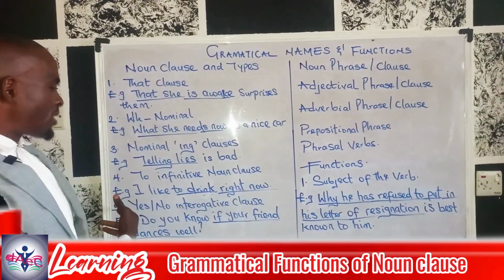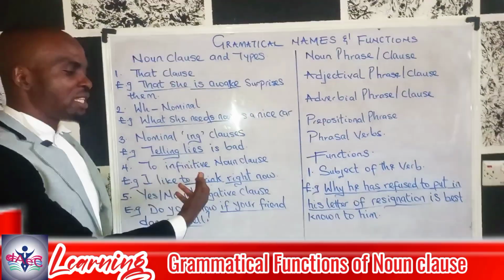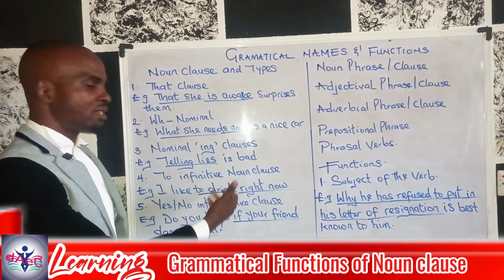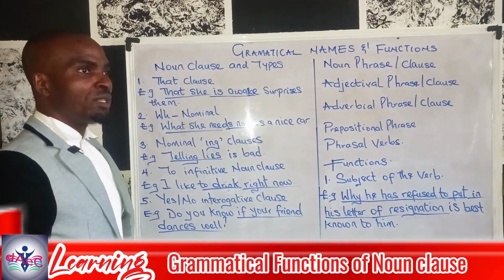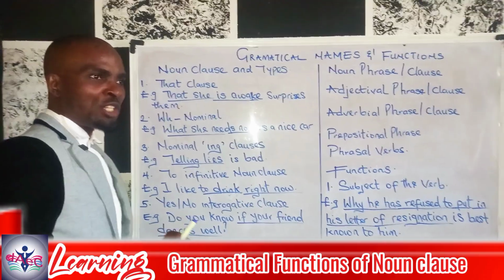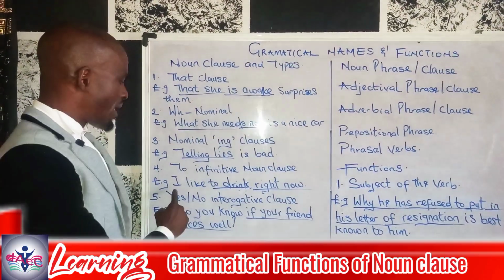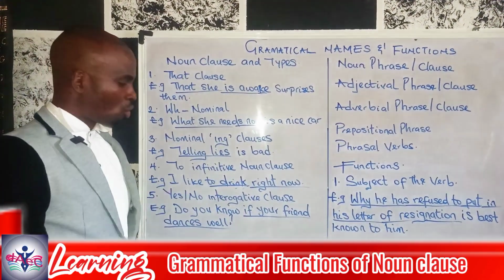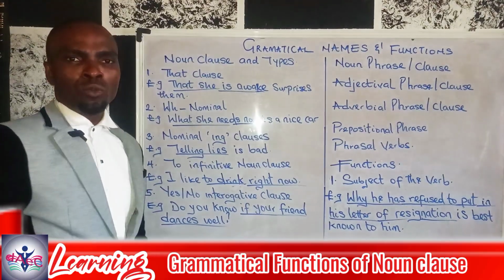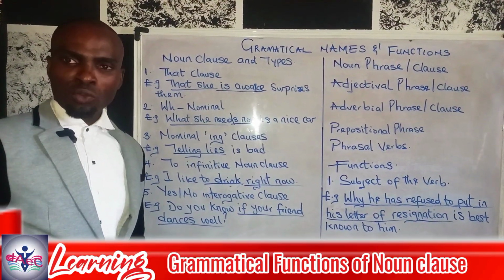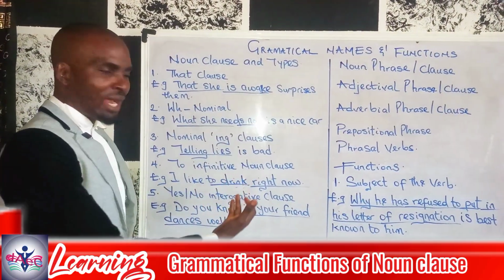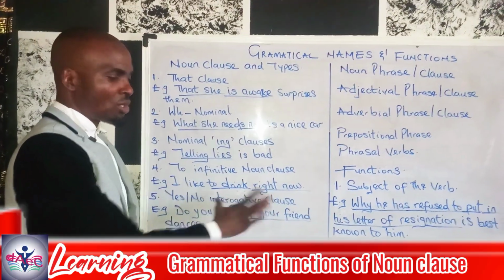Now, the first one, we have the to-infinitive noun clause. This is a clause introduced with the "to." Now we have, "I like to drink right now." What do you like? You like what? To drink right now. So it answers the question, what?